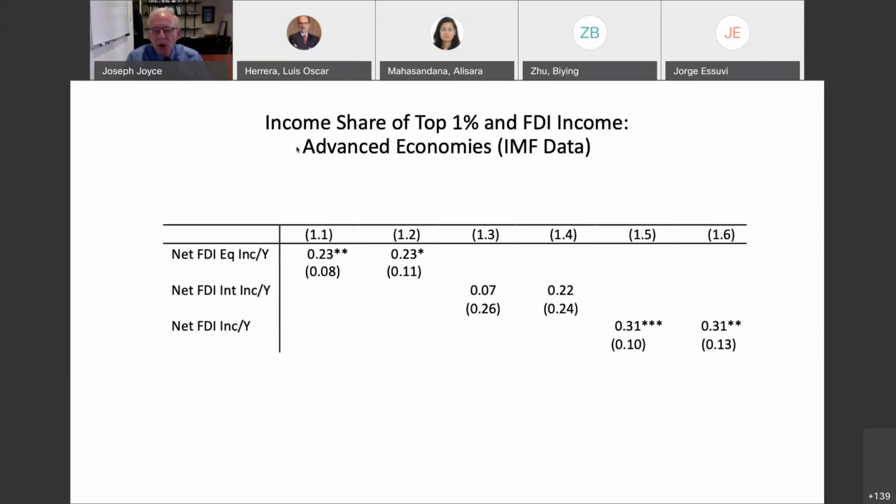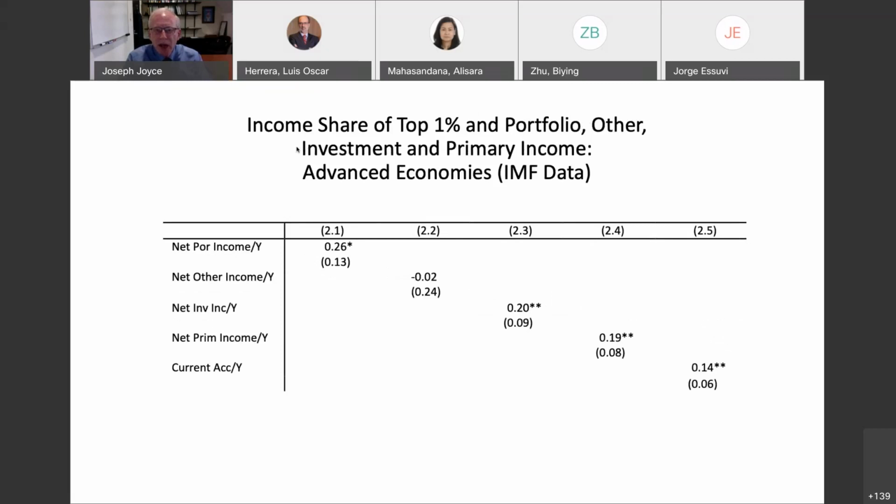And we can keep going to say, all right, we know something about FDI income, but we saw earlier there are other forms of foreign income. Maybe they're important too. So in the first column, I show the coefficient associated with replacing equity income with net portfolio income. It's positive at 10%. Doesn't always stand up when I do robustness checks. Net other income has no significant coefficient. And then when you look at the total net investment income, it is indeed positive.